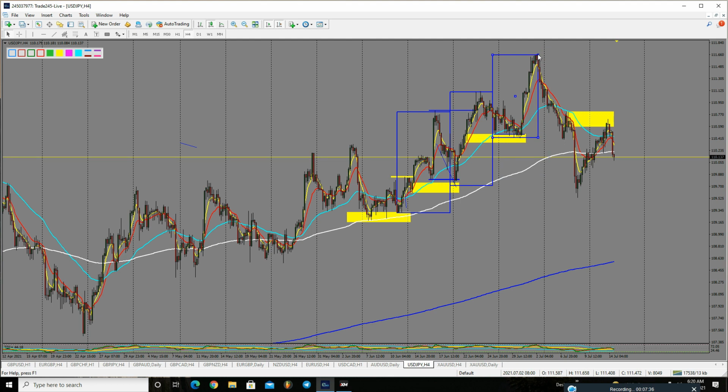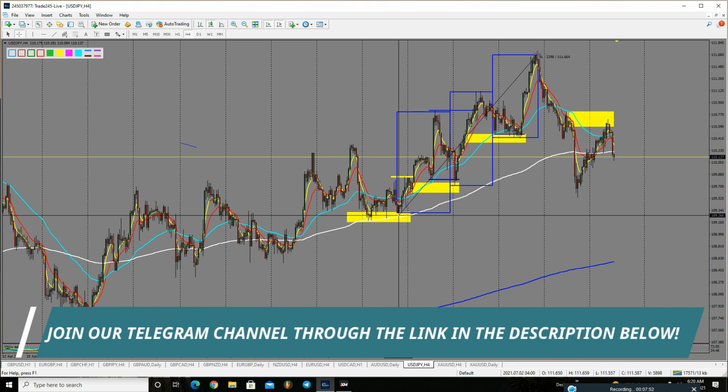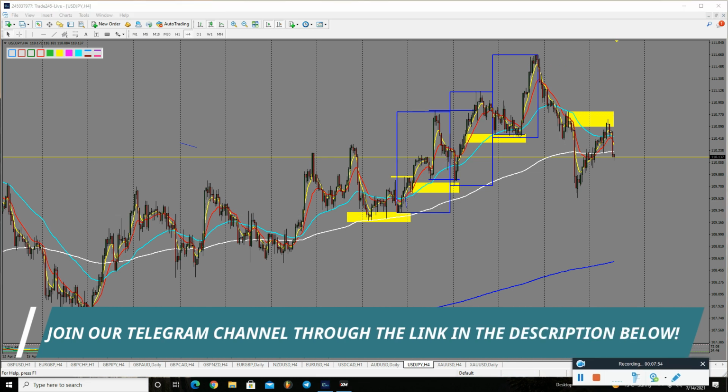That's why I don't really focus much on ADR, because it will always differ. So this is how I count my levels. But remember, I am very selective. So this is a cycle which played out for approximately over 240 pips.